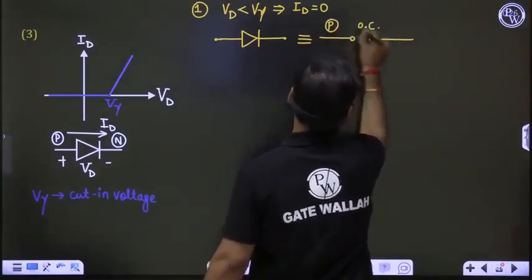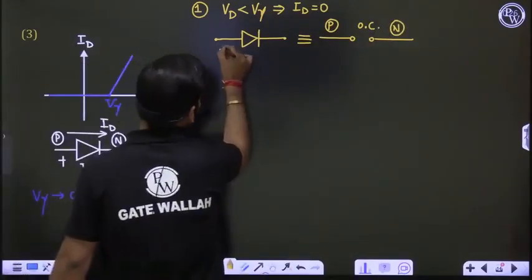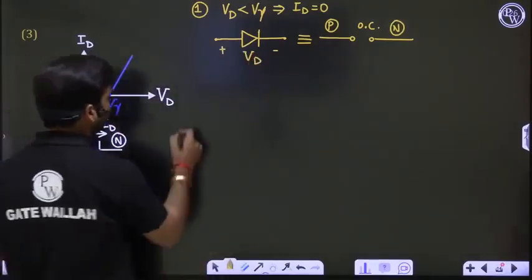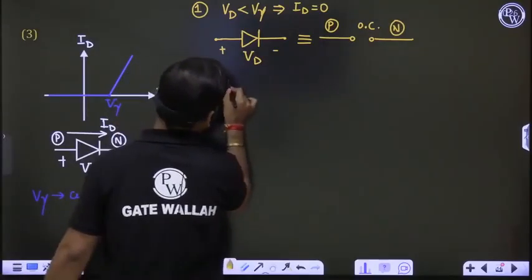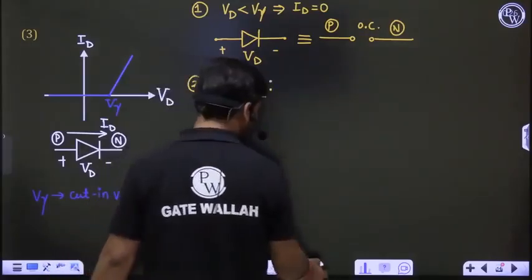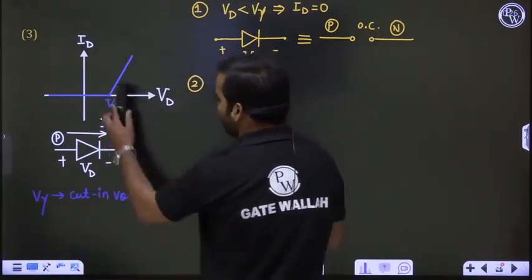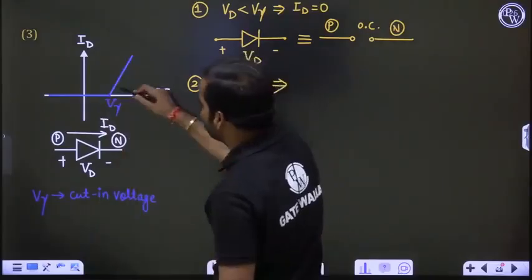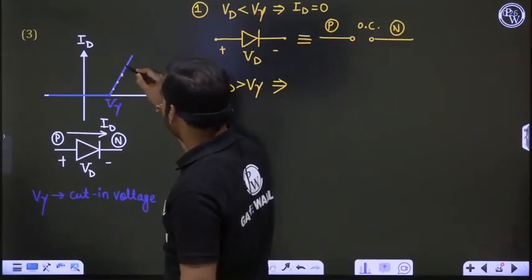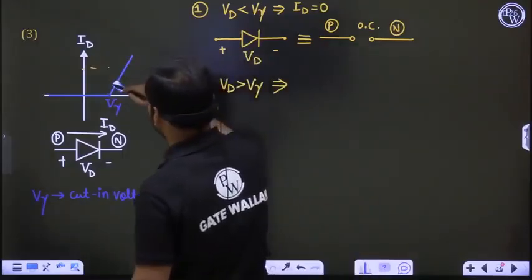This is the P side, this is the N side. This is the case where the Vd that we have measured is less than V gamma. Second case, Vd is greater than V gamma. If Vd is greater than V gamma, obviously we are not having zero current, we are having some finite current. When Vd is greater than V gamma, current is 1 milliampere, 2 milliampere, 3, 4, 5, any value. So current can have any value, sir.